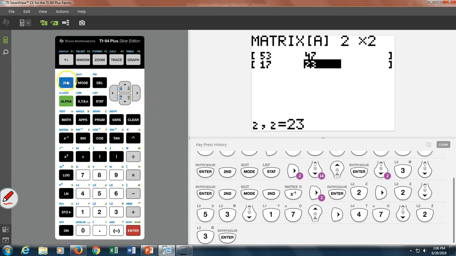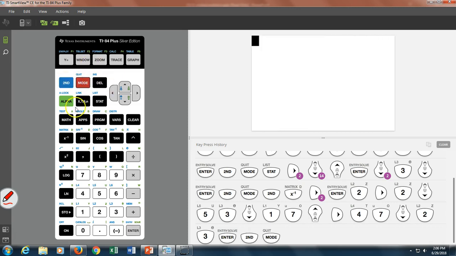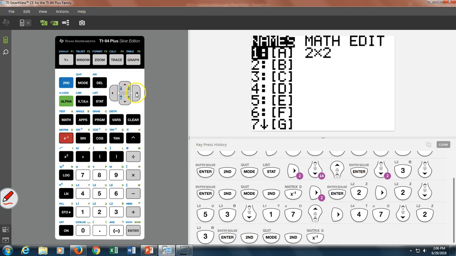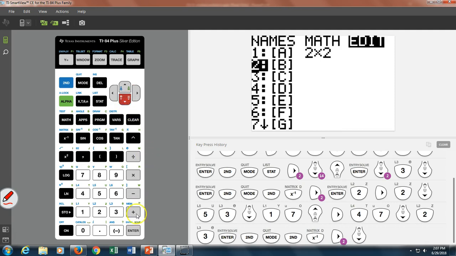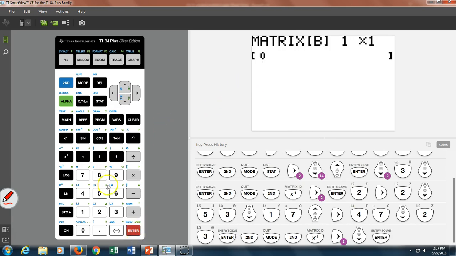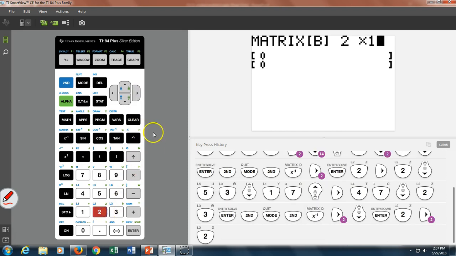Okay, so we'll quit that. I have to go and enter another matrix. So I do the same thing for the second one, matrix 2, I guess calling it matrix B. Again, size 2 by 2. Sorry there, it looks like I went over too far. There we are.